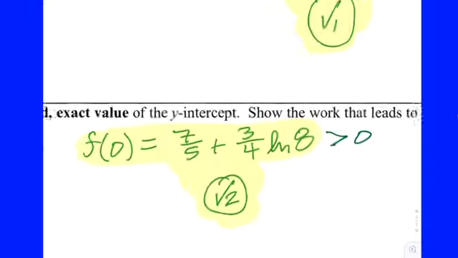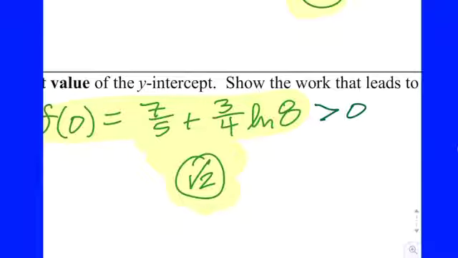For what it's worth, a couple of people did this as well. That's greater than 0 because the natural log of 8 is positive because 8 is bigger than 1. Remember, the natural log of anything between 0 and 1 is negative. Anything bigger than 1 is positive. So a positive times 3/4 is positive, and a positive plus 7/5 is positive. So that could be helpful later on, but you didn't have to put greater than 0.